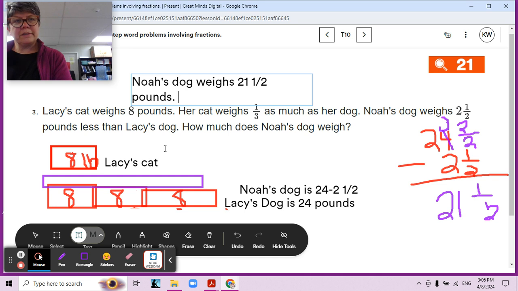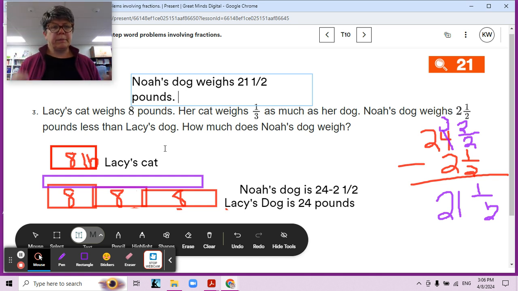And these are multi-step problems. So when we do a multi-step problem, it really helps to make some tape diagrams and really think about what they're asking us. Otherwise, we can get all confused in the work.